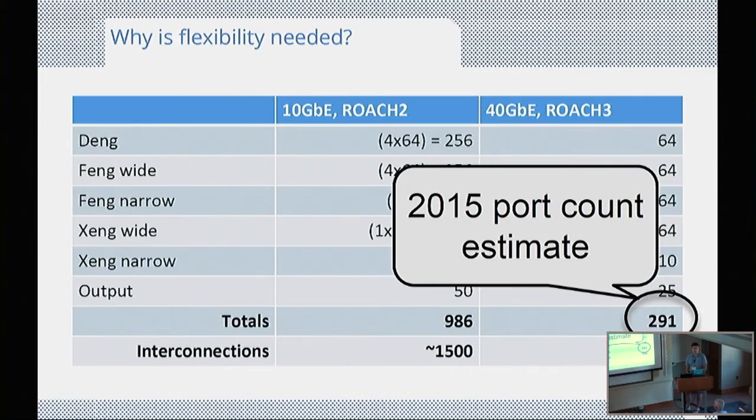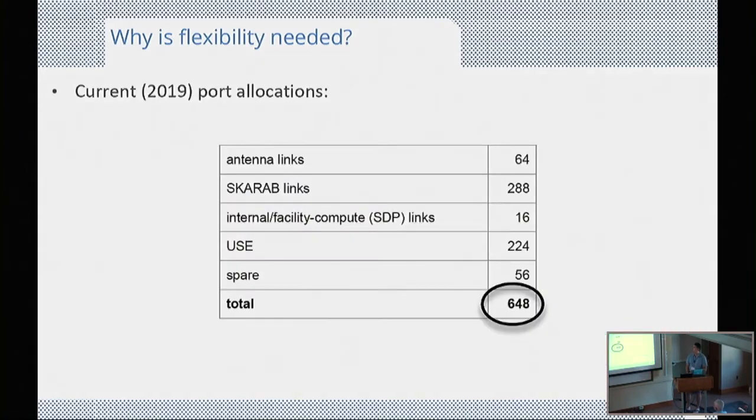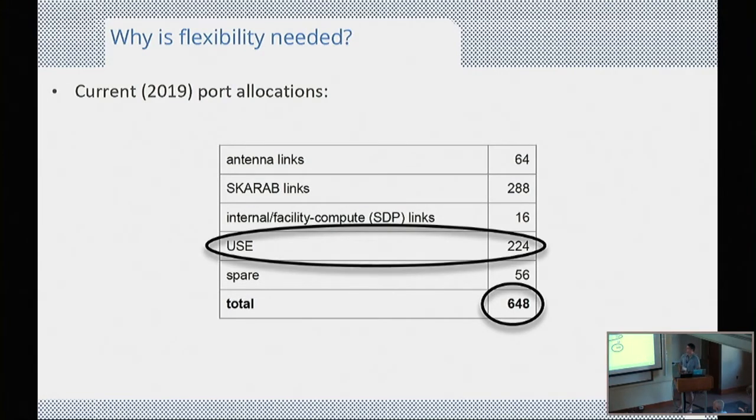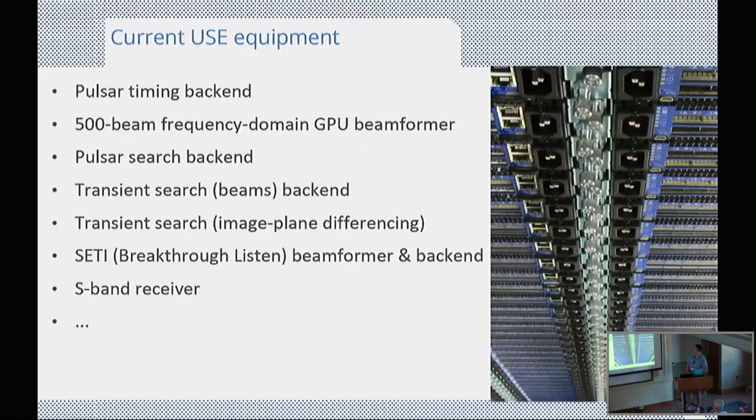Would anyone like to guess how many ports we have now? 648. And only 56 of them are spare. Where are all these ports going? Well, the bulk goes to something called user-supplied equipment. These are external people who've brought their own computers, their own processing systems, and they want to plug into our telescope and get copies of the data and process it themselves. There's quite a lot of this, much more than we ever expected.